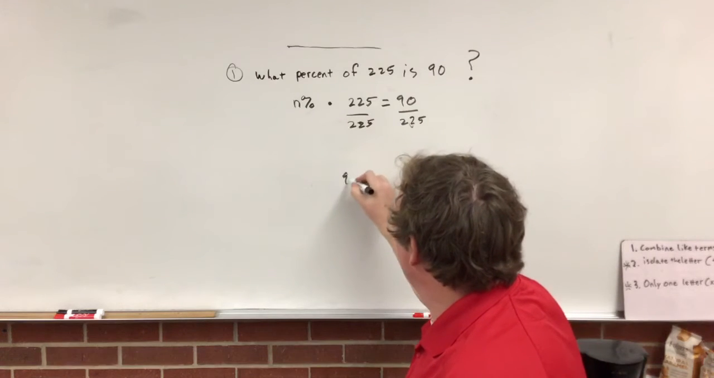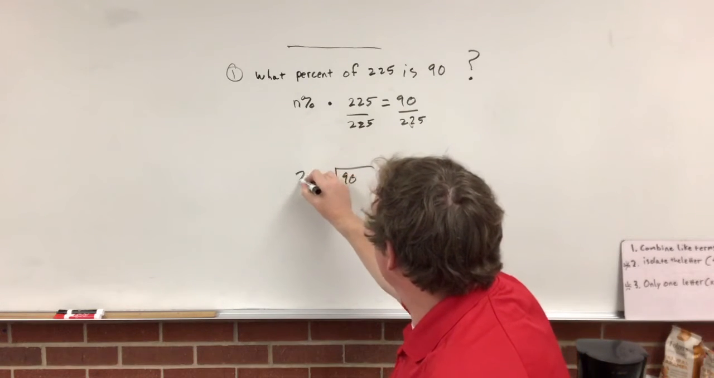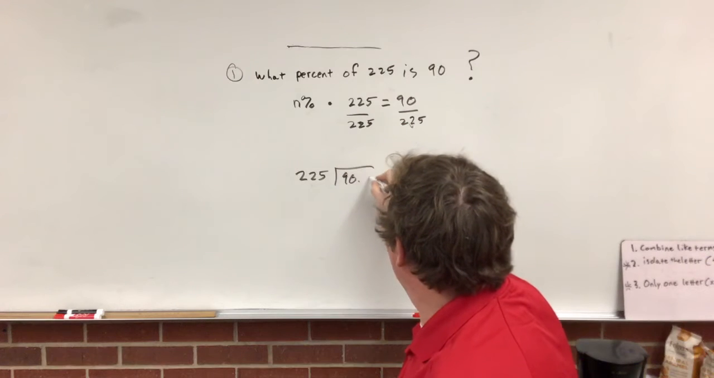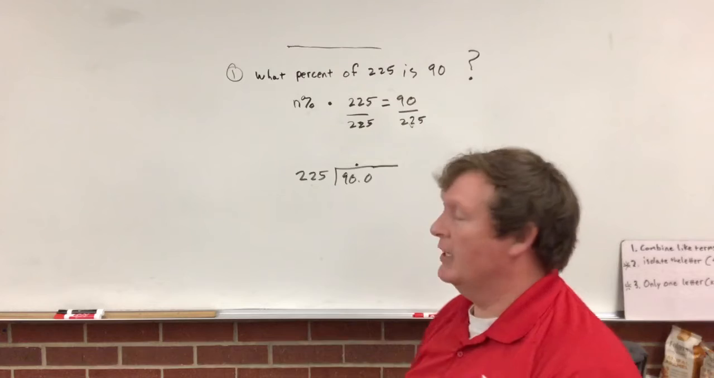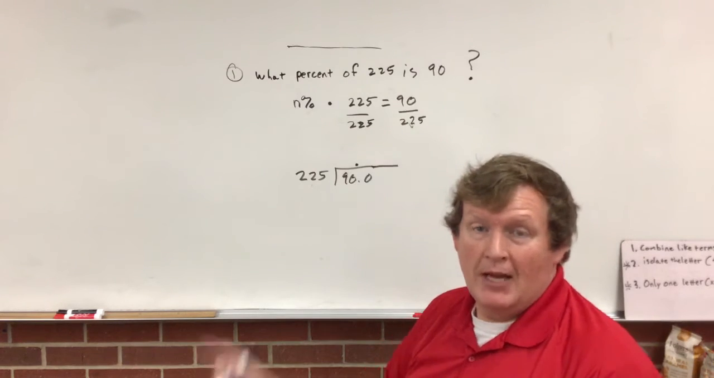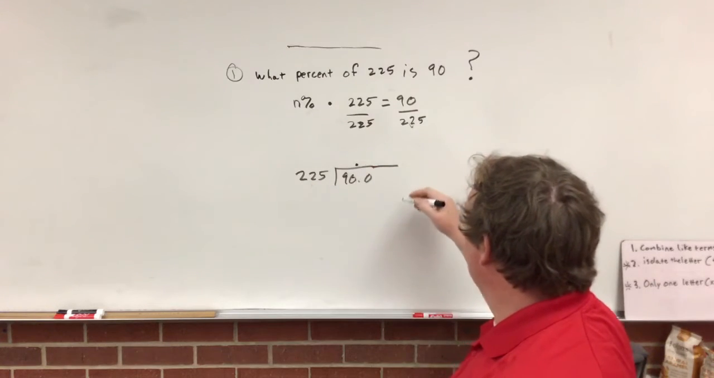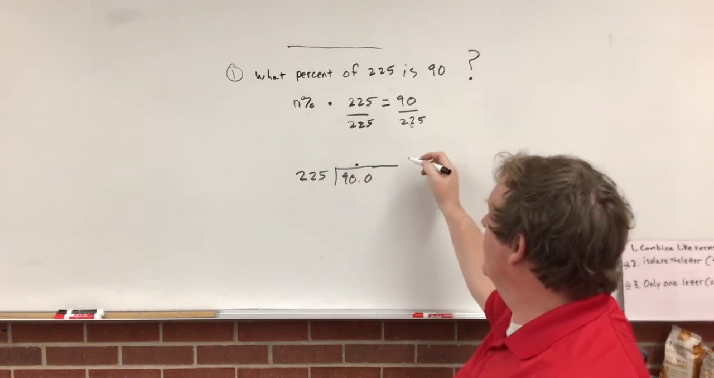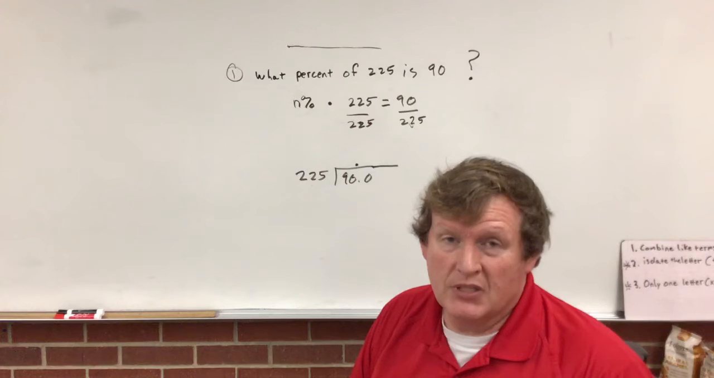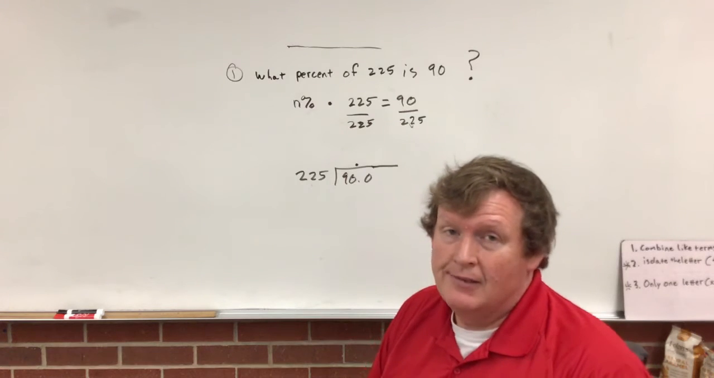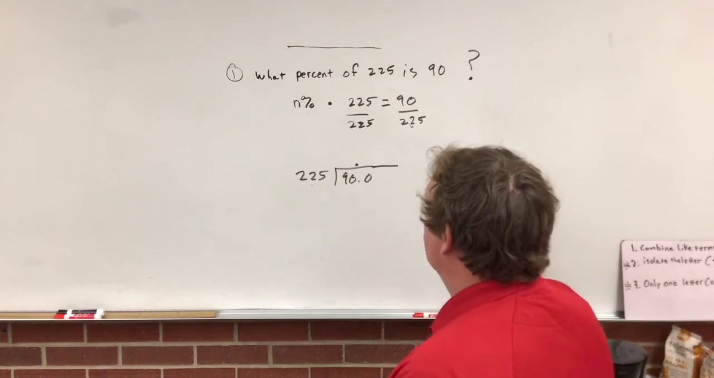Okay, and then we set up our decimal here. Okay, and away you go. That's how you set it up. At the end, take whatever your answer is, move your decimal to the right twice, and then give me a percent sign, okay? There's number one. That's how we set it up.